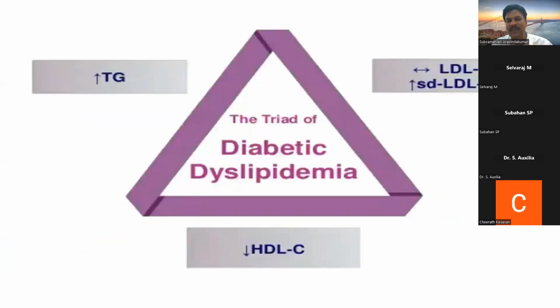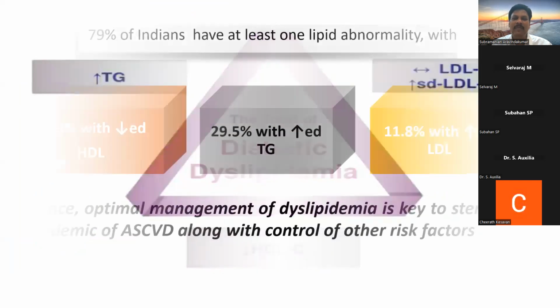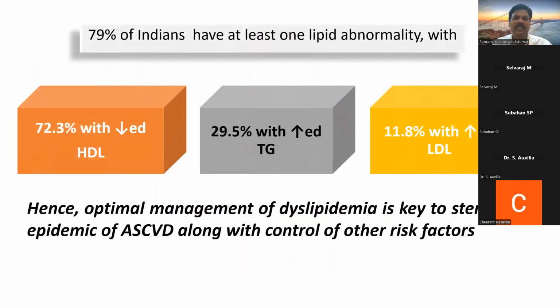The triad of diabetic dyslipidemia is increased triglycerides, decreased HDL cholesterol, and LDL cholesterol that may be apparently normal, but the small dense LDL cholesterol is very much increased, which can cause more atherogenic dyslipidemia and more coronary artery disease. So 79% of Indians have at least one lipid abnormality, and predominantly it is low HDL. Low HDL, less than 40 in males and less than 50 in females, results in more coronary artery disease, stroke and kidney failure.